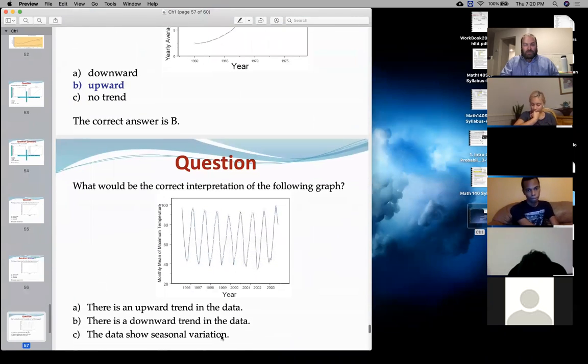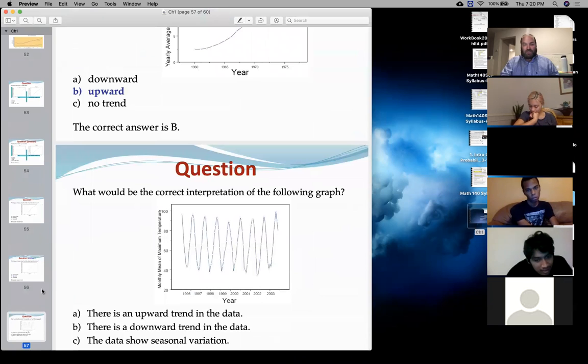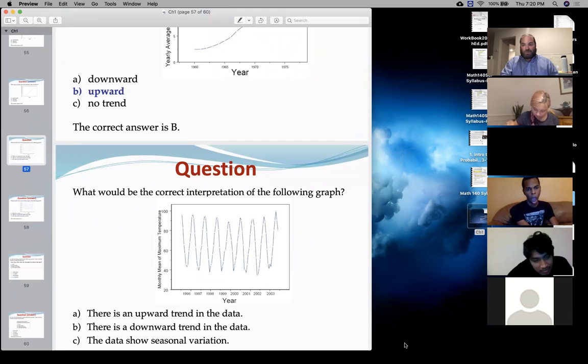How about this one? Would you say there's an upward trend, a downward trend, or would you say it just shows straight up killing me smalls? Anyone who quotes The Sandlot is A-okay in my book.